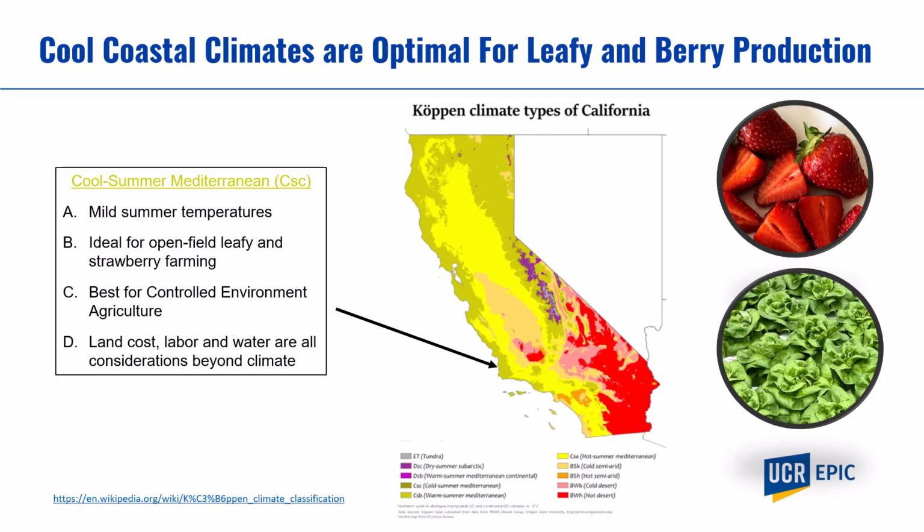So again, you're going to have to do that consideration and do that math essentially to see if a piece of land is worth it, or if you want to push into areas that maybe aren't as ideal, but you get a great price on the land and have better water and access to labor. Those are all considerations to consider. But the main point here is cool coastal climates are optimal for crops like leafy and berry production.